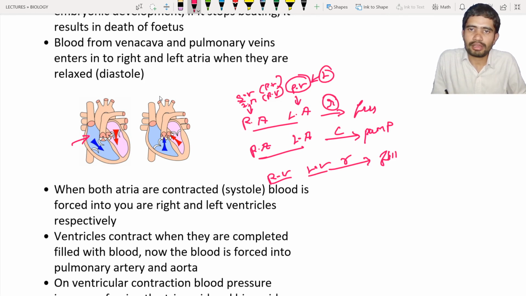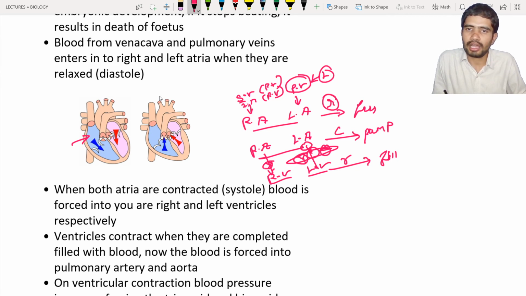Okay, so during this process, while they are pumping the blood, there is a wall. What is that wall? Tricuspid and also bicuspid walls. So when the right atrium and also left atrium are contracting, the walls will get open and blood will move from these walls into the right ventricle and also left ventricle. So from the right atrium to right ventricle, there is a tricuspid wall. Left atrium and left ventricle, there is a bicuspid wall. Okay, the blood will be filled.